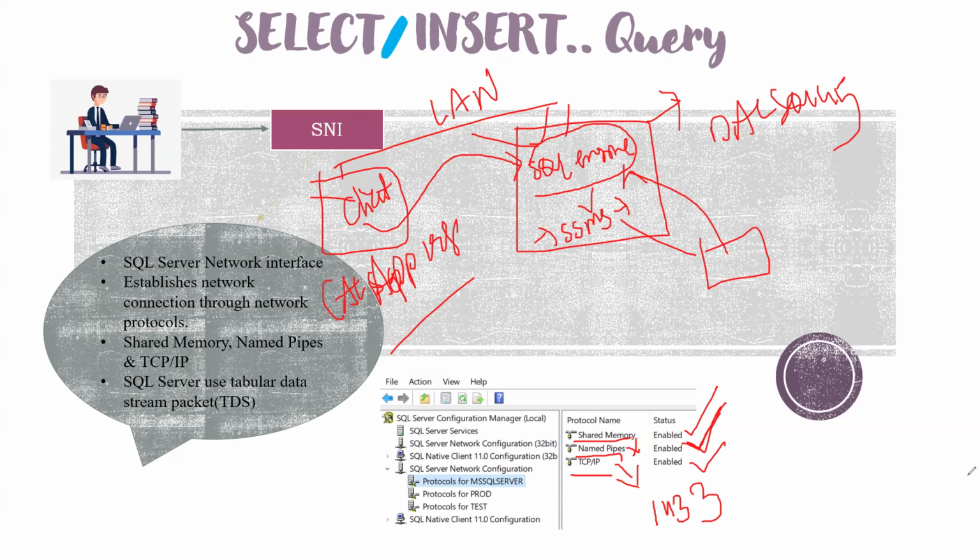This is the widely used protocol. You just need to enable this port. Otherwise, your client can't connect to the SQL if your ports are blocked. You need to enable this port, whatever the port, by default 1433, sir. Can I use something other than 1433? Yes, you can use a different port number as well. If you're using a different port number, you need to enable that different port number.